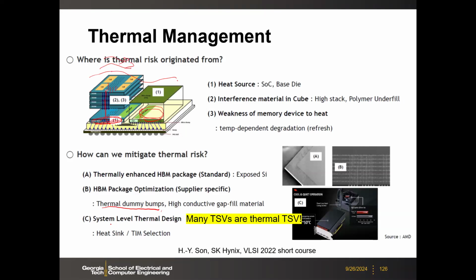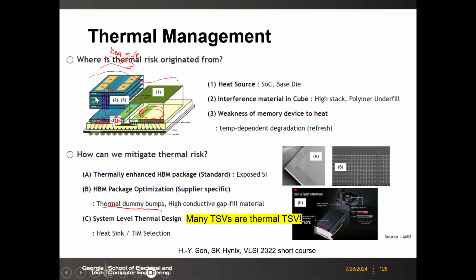So here, system level thermal design is important. This heat sink on the top, and whatever cooling, like air cooling or liquid cooling. So you have to co-design the entire system with the thermal management. So this is very important for the HBM-based system.